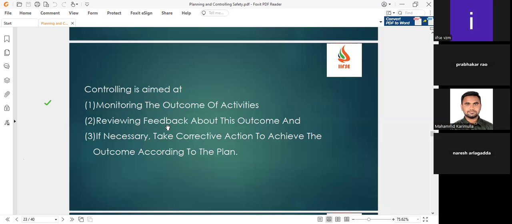Any improvement in the second batch of 50 tons, because the first 50 tons depends upon the second 50 tons, or the second batch of 50 tons depends upon quality improvement. So monitoring the outcome activities, reviewing the feedback about this output, and last but not least, take the corrective action to achieve the outcome according to the plan.